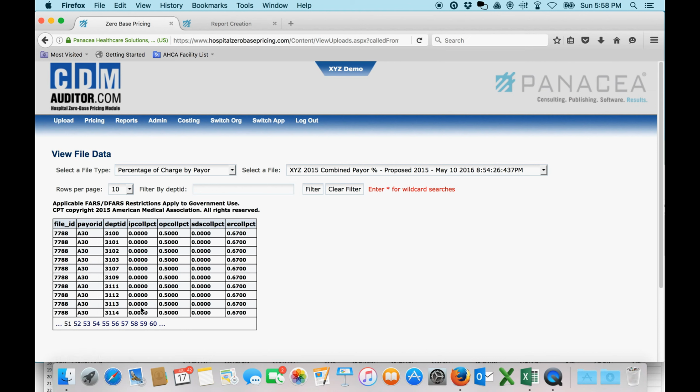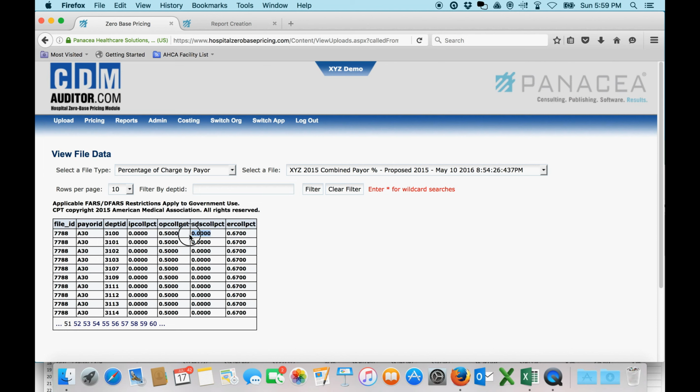Here's a good payer. This payer A30, if you notice, it says 0 for inpatient. That means they probably are being reimbursed a per diem or a DRG rate, because what this is saying is that the inpatient charge payer collection percent is 0 for this payer. However, on the private outpatient side, they're getting 50% reimbursement.